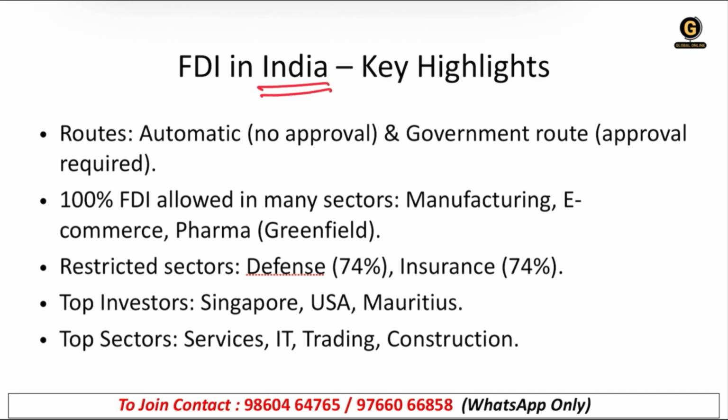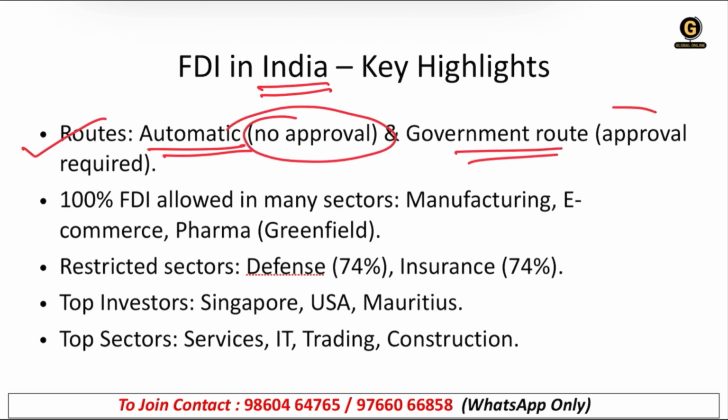Now, from the perspective of India, FDI in India, okay, routes of FDI. First is automatic, right? Second is government route. Automatic means no approval, and government means approval required. When it is the automatic route, there is no prior government approval necessary. For example, 100% FDI in manufacturing, right? A foreign company can invest freely in India. That is the benefit from the Indian perspective.